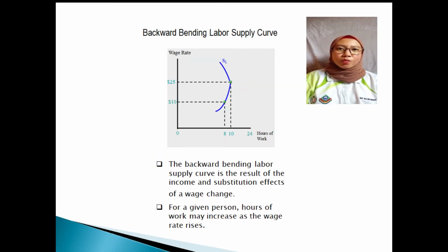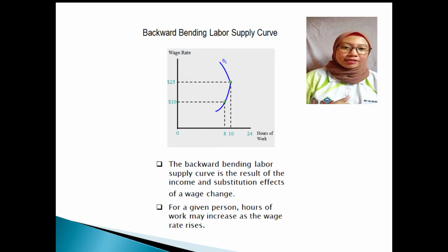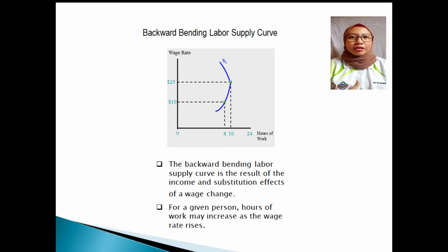So next is the backward bending labor supply curve. The backward bending labor supply curve is the result of the income and substitution effects of a wage change for a given person. Hours of work may increase as the wage rate rises. For example, if the wage rate rises from 10 to 25 per hour, then the hours of work rise from 8 to 10 hours per day.